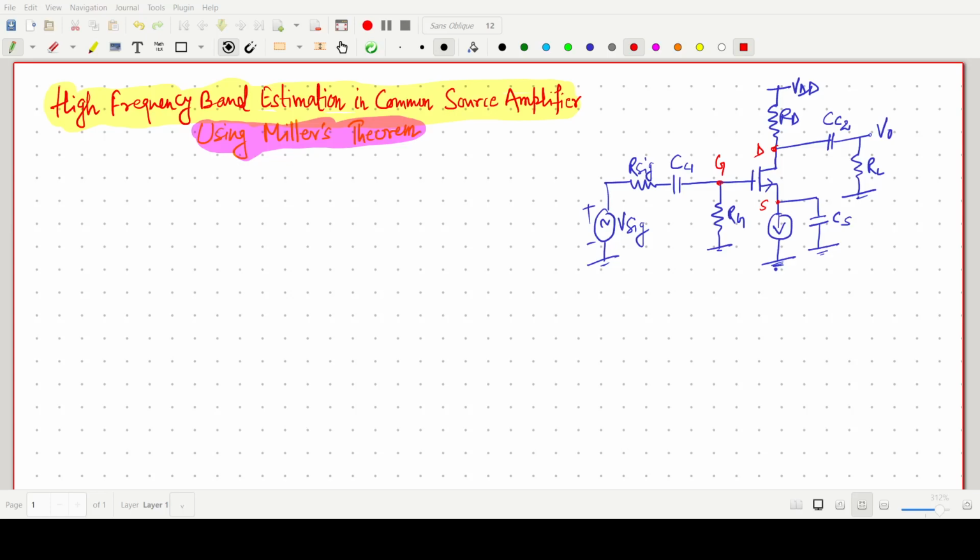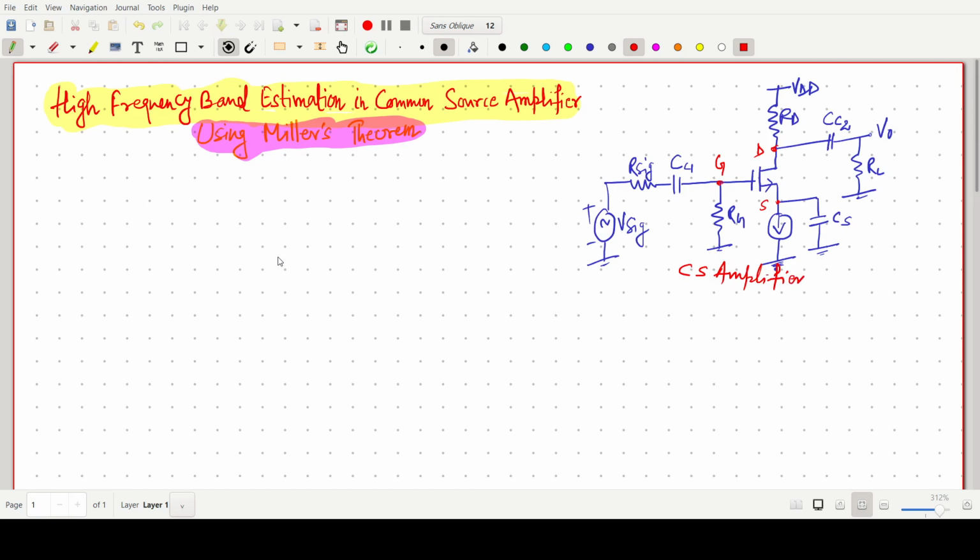Welcome everyone. In this video lecture, we will try to find the high frequency band estimation in a common source amplifier using Miller theorem. Okay, so first, this one is the common source amplifier, that is our CS amplifier, we can write.